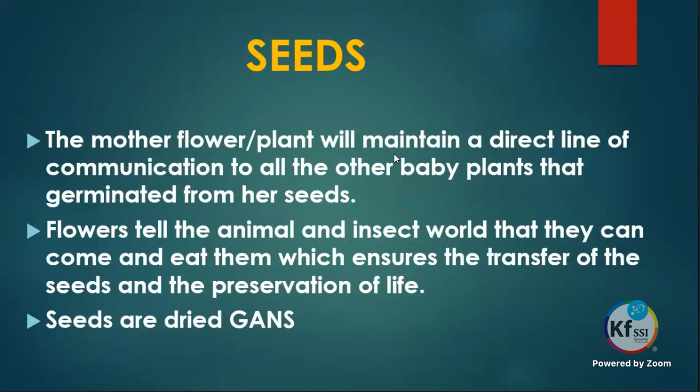Okay, so when we look at the seeds, the mother flower, or the original mother plant, maintains a direct line of communication to all the other baby plants that germinated from her seeds. And this was brought home to me quite strongly here in Australia, when you walk around in the bush and speak to some of the local indigenous people. They go into a forest and stand there and say, well, there's great-grandmother, and it's a huge, beautiful tree. And they say, well, there's all the children and the aunties and the uncles from in the forest.